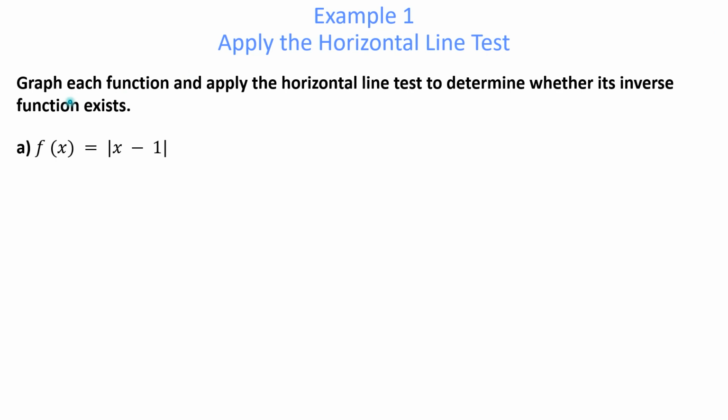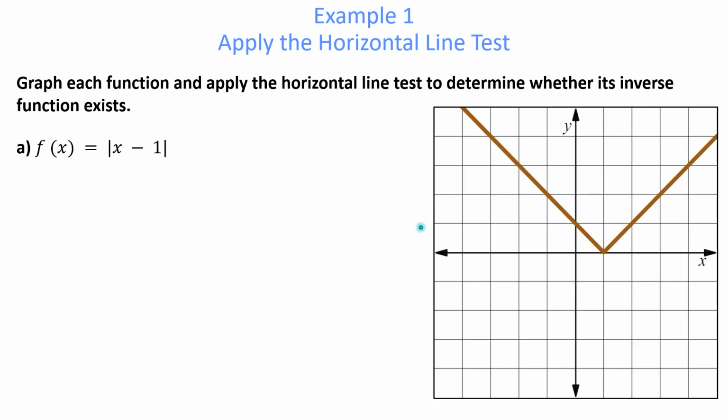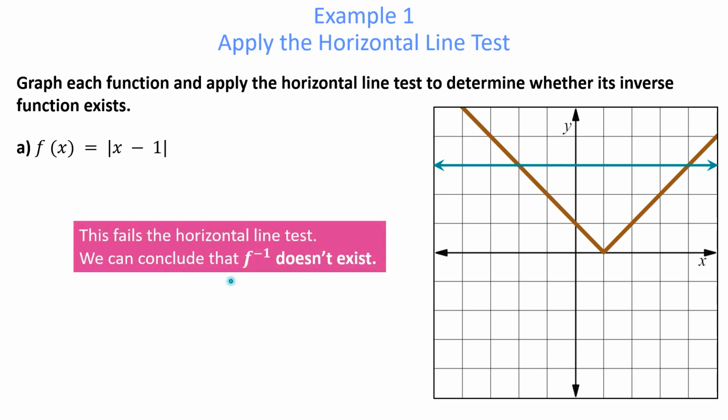Example 1. Graph each function and apply the horizontal line test to determine whether its inverse function exists. Part A. The function f is equal to the absolute value of x minus 1. So we'll draw the graph first. And now when we draw in a horizontal line, we can see straight away it fails the test, as it intersects at more than one point. So we can conclude that f inverse doesn't exist.